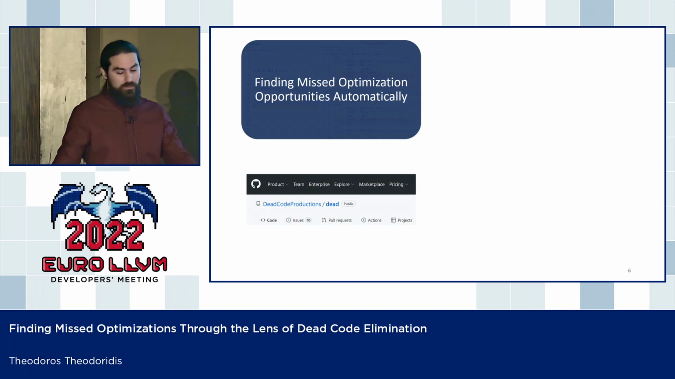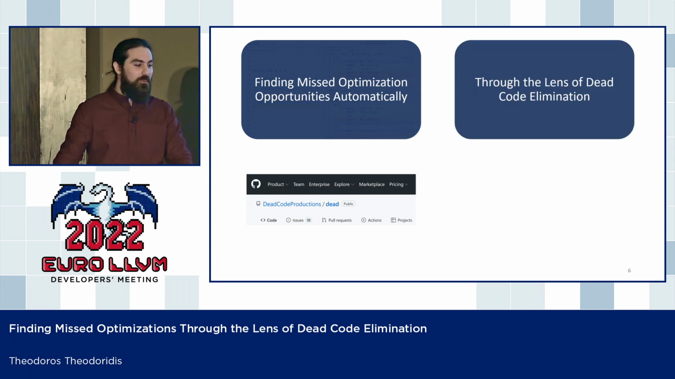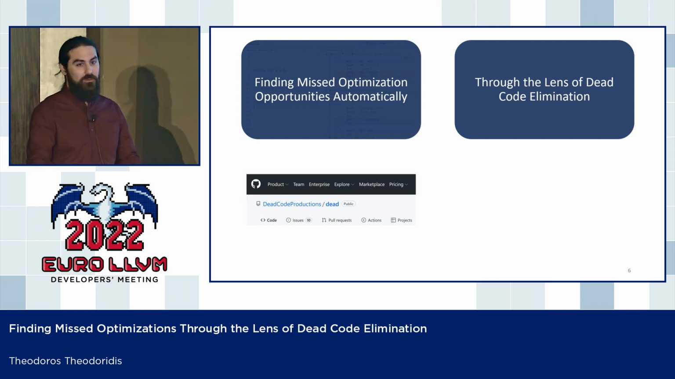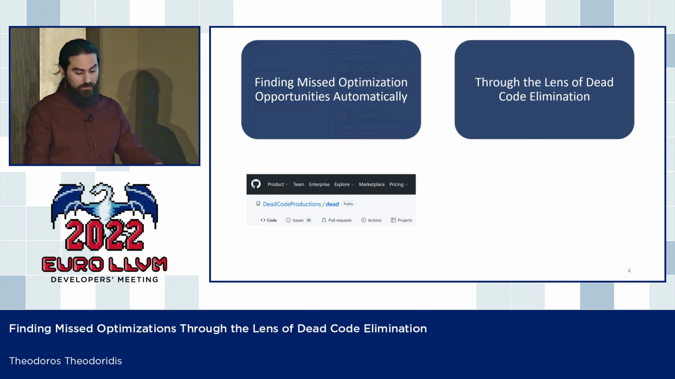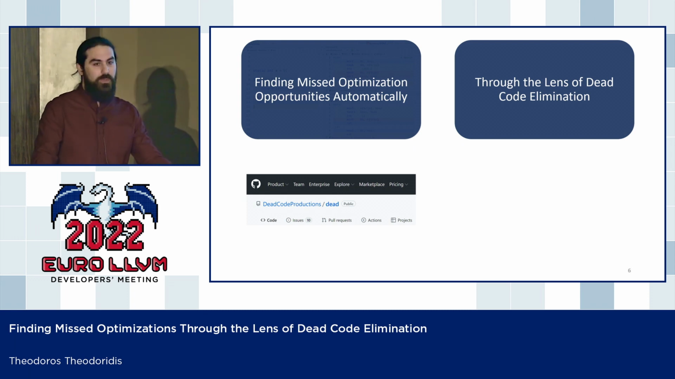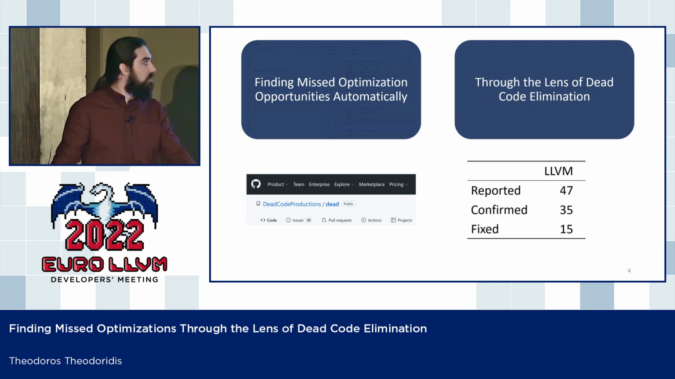So our tool that is available on GitHub can search for these test cases, and in the end it generates small examples such as the one that I just showed. And the way it does this is by using dead code elimination. I will explain shortly why and how. And we used our tool to report a number of issues on the LLVM's bug tracker, around 50, most of which were confirmed and around a third fixed.